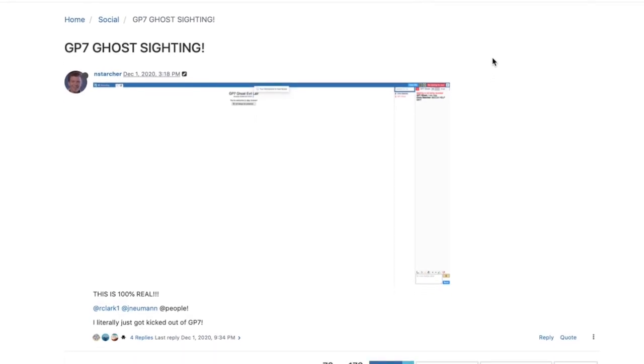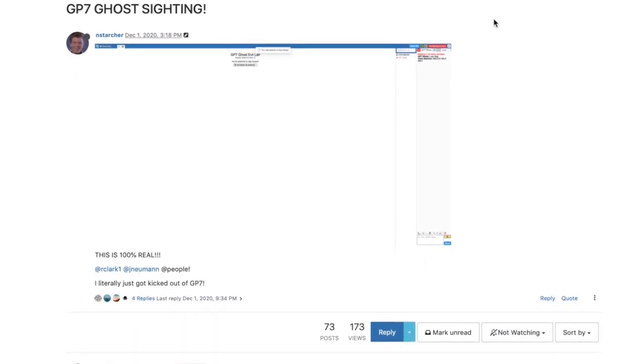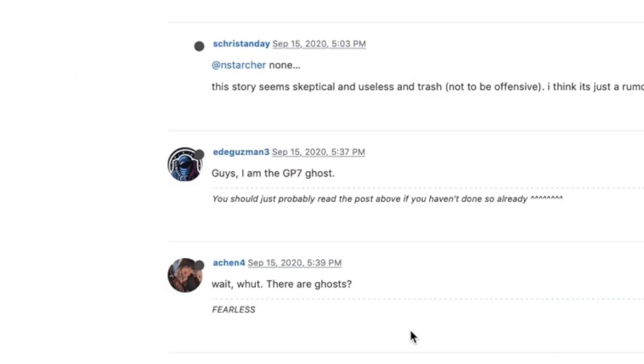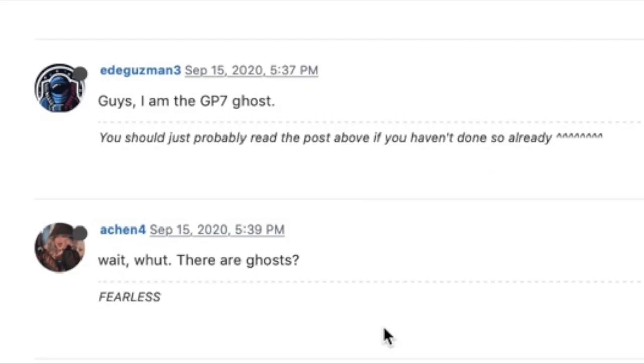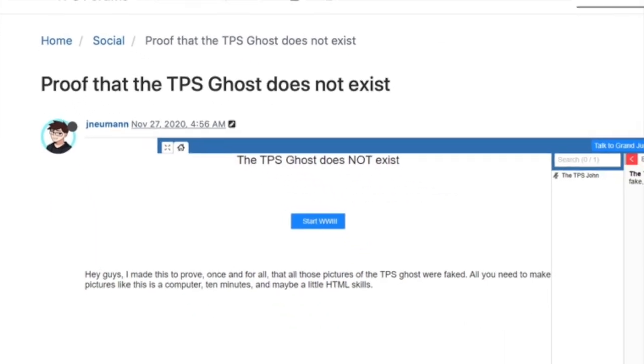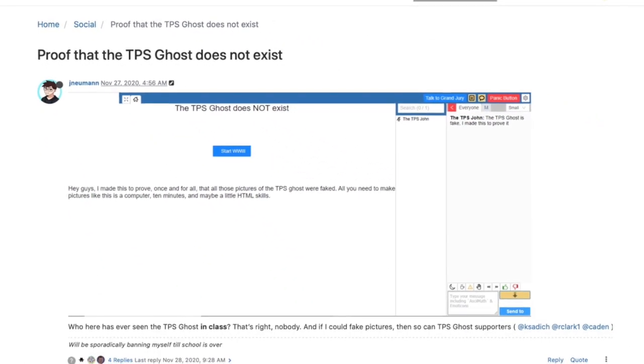Forum users began creating posts with sightings and others even claiming to actually be the ghost. The hot topic in study rooms circled around the TPS ghost as well. It became the Herobrine of the Potter School. People either believed the legend, joked around with it, or saw the entire situation as a conspiracy. Thus, the awakening of the GP7 ghost.